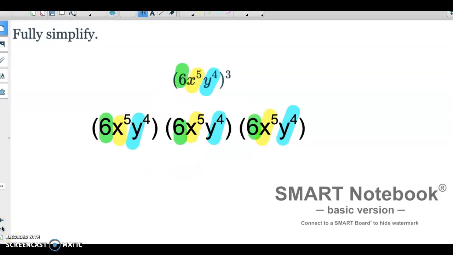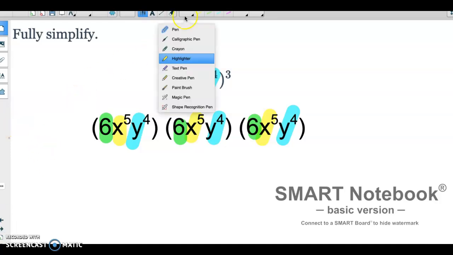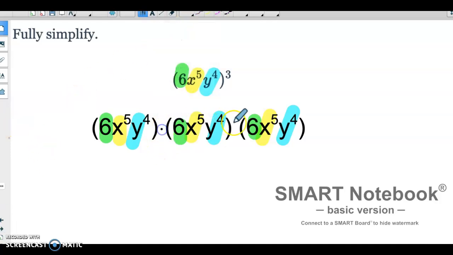Alright, the next one, same thing. We have the quantity 6x to the 5th, y to the 4th, all of that cubed. So that exponent of 3 out here, the cubed, says you're going to take everything inside parentheses, that whole expression, and multiply it by itself 3 times. So that turns into 6x to the 5th, y to the 4th, times 6x to the 5th, y to the 4th, times 6x to the 5th, y to the 4th. So we're taking that entire expression and multiplying it by itself 3 times.